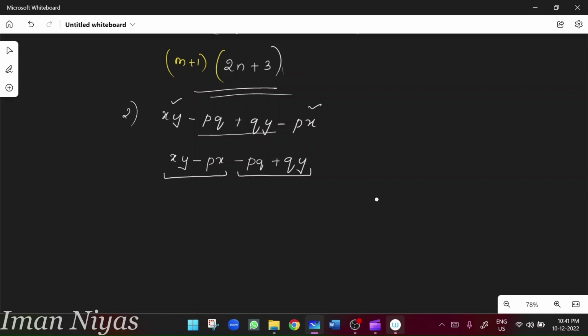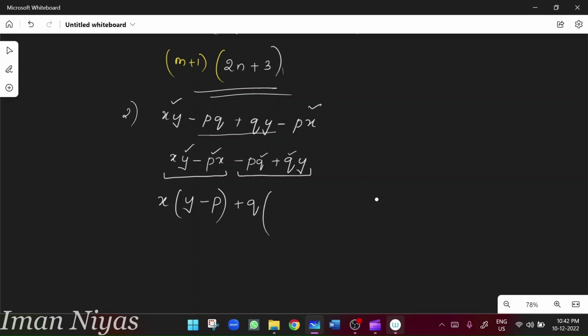Okay, so from these two, xy means x multiplied with y, minus px, the factors are p and x, so p multiplied with x. As I told, 1 is there always as a factor, so I'm taking this x outside the bracket. So in the first term, what is left over? y. In the second term, we have minus p, right? So from these two, what we can take as common? So you can see p is not there in both. Is there q? y is not there, but q is there as common.